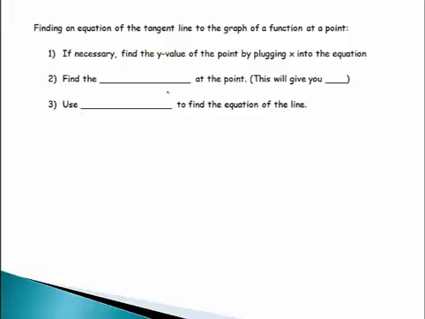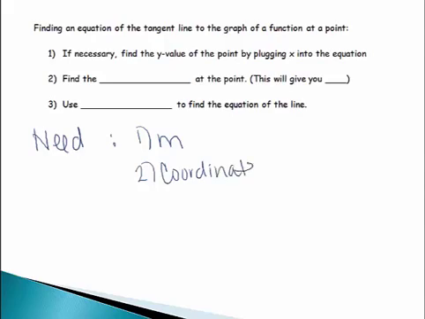So remember that when you are trying to find an equation of a tangent line, you're first going to need to know the actual coordinate. So I'm going to write down here, you're always going to need 2 things, a slope and a coordinate, or you can call that a point. If they only give you the x coordinate of the point, you're going to have to go through and find y, and that's what step 1 says. If necessary, find the y value of your point by plugging your x into your original equation.